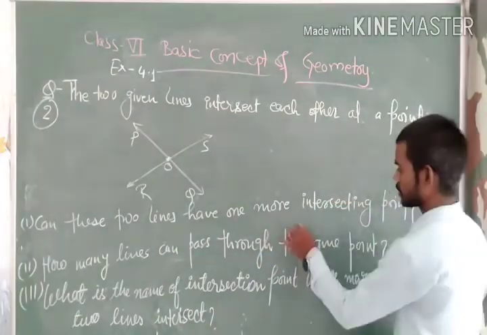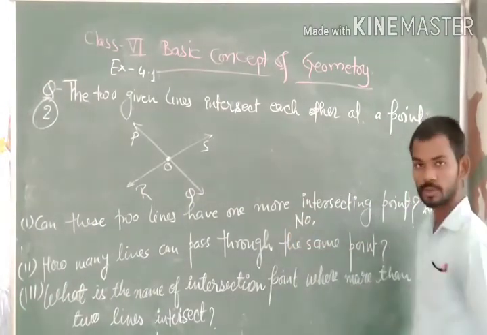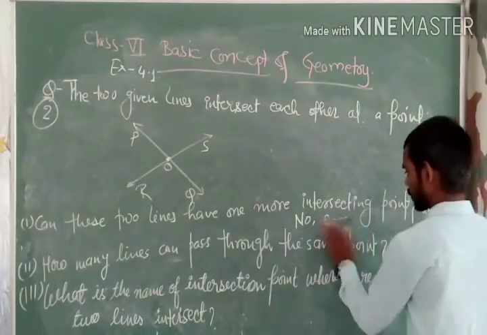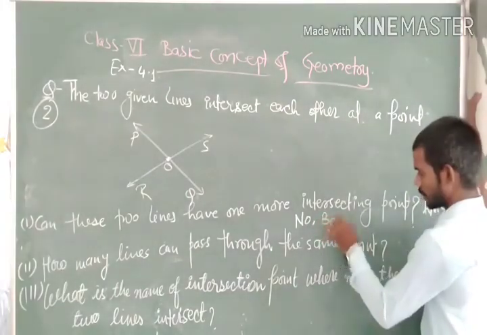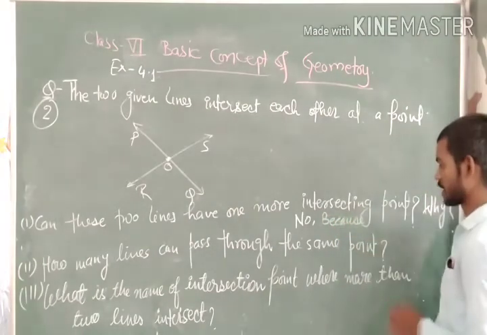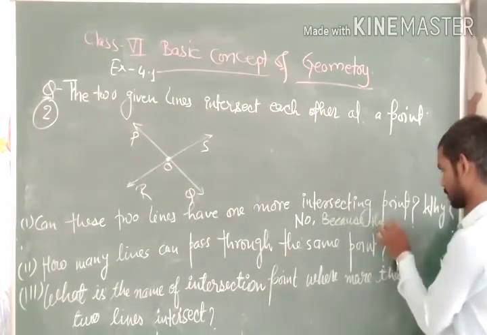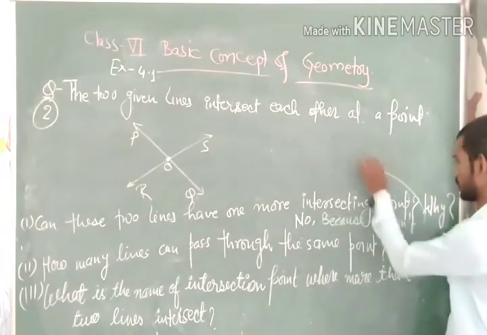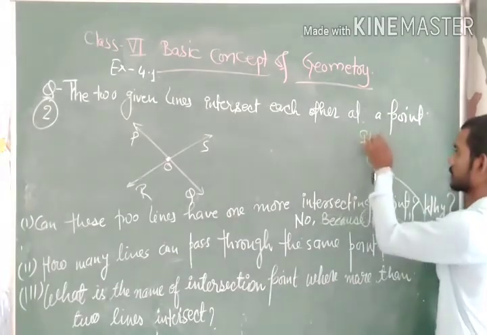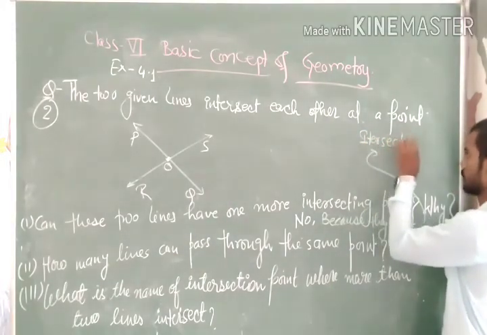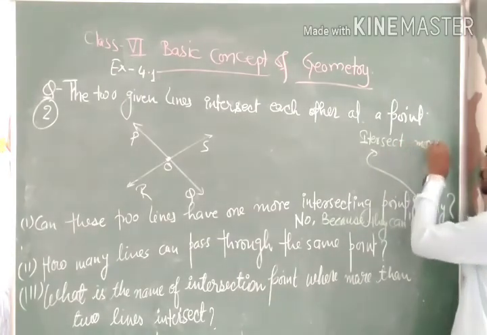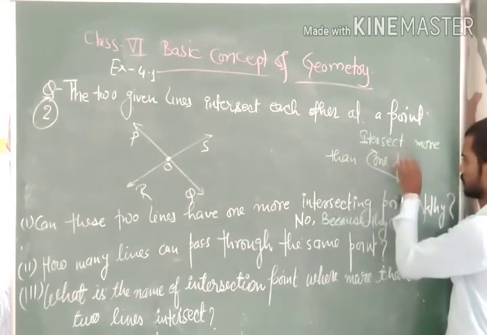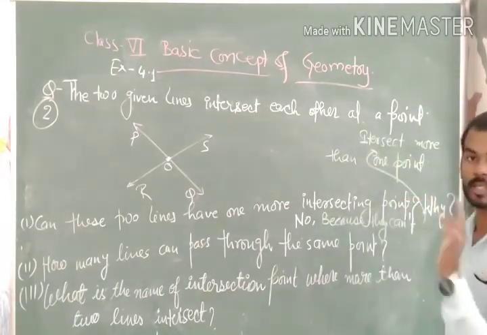The answer of the first question is no, because they cannot intersect at more than one point. This is the first answer.